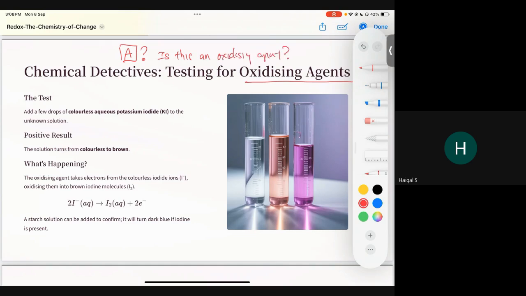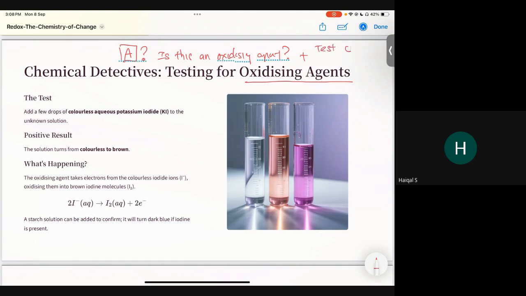To be able to test that it's an oxidizing agent, what should I add to it? To test for an oxidizing agent, I will add a reducing agent because it comes as a pair. If there's a reaction, then I know that this is correct. So to test for oxidizing agent, I'm going to add potassium iodide.